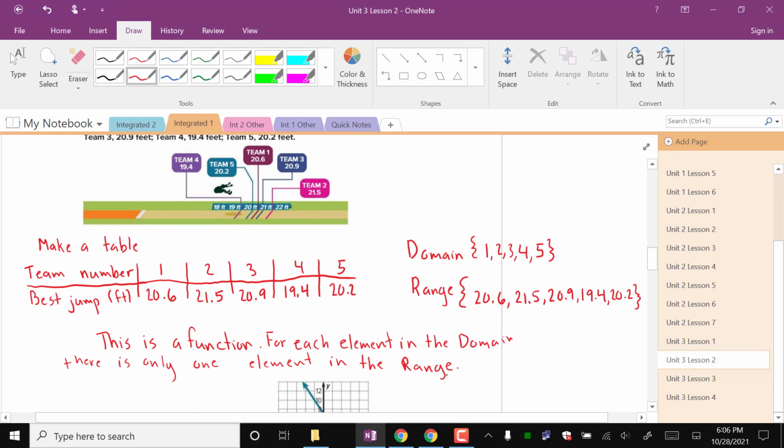So we started off with trying to understand the data a little better, so that's why we made the table right here. And then from there, we listed off all of our domain values and all of our range values, and we saw that for each of our domain values, they only went to one of our range values.